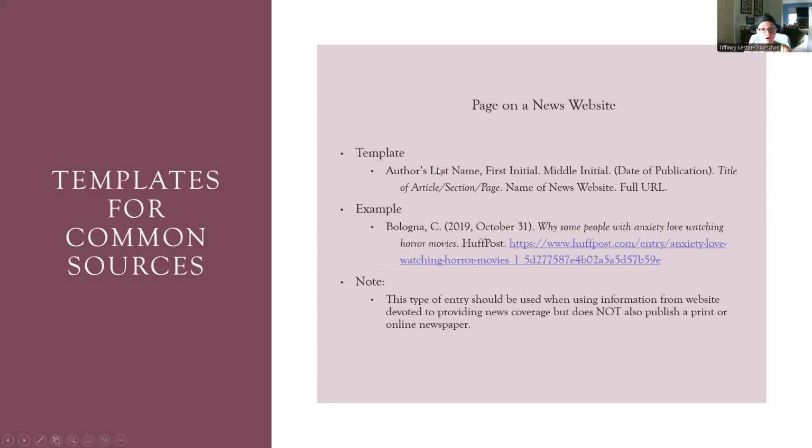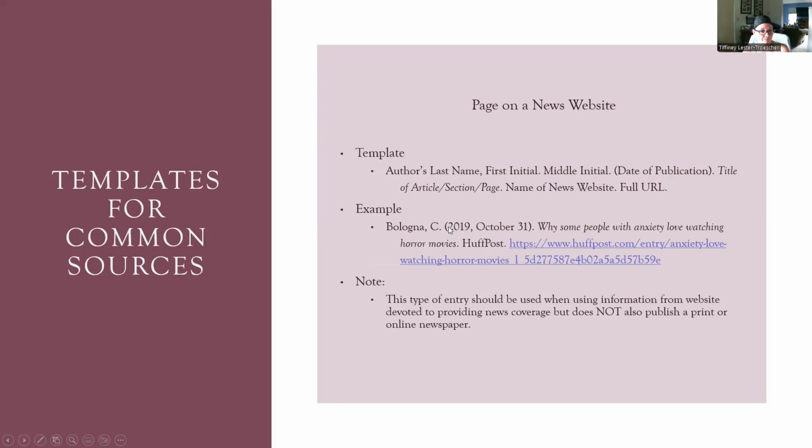Okay, well, author's last name, comma, first initial period, middle initial period, date of publication in parentheses, period. Seems like that's always how they begin, huh? Yes, it is. Then in italics, the title of the article, the title of the section you're looking at, or the title of the page that you're on within the website. That's in italics. Then a period. Then in regular font, the name of the news website, period. Then the full URL for that specific article or section you're looking at.